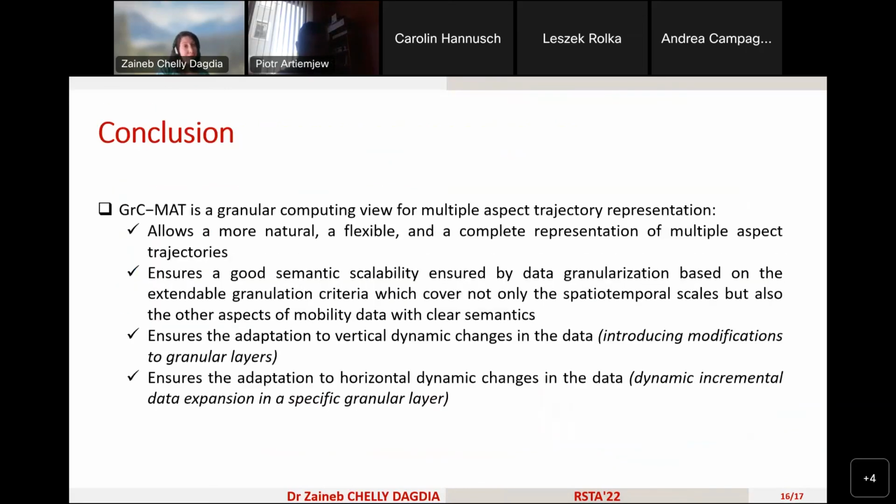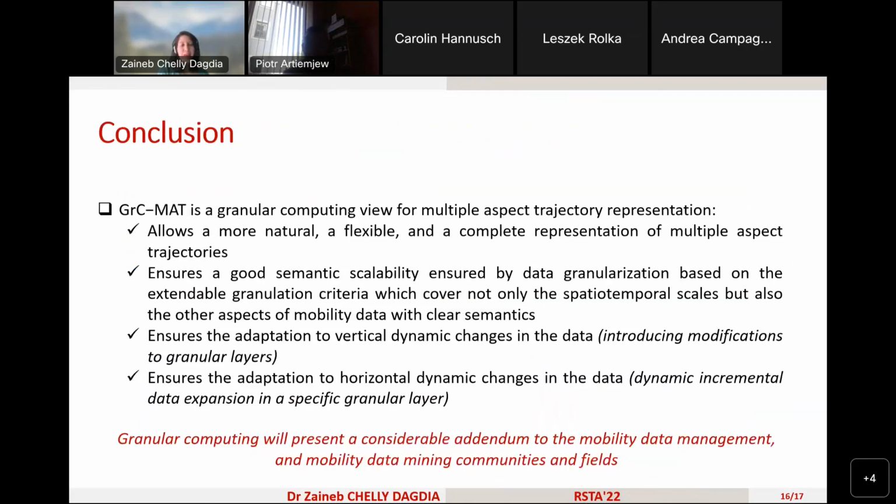So that was it for this communication paper. We believe that we have presented a novel addition based on granular computing to the mobility data management and the mobility data mining communities. And there are several perspectives that can be pursued in hybridizing these two domains.